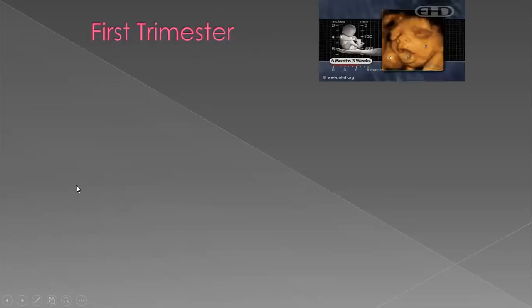So let's talk about the first trimester. Here are some sonograms. When a woman is pregnant, the couple will go to the doctor and the doctor will do a sonogram. They can actually look inside the woman's body from the outside. And here's a 3D rendering. There's the baby's face on a sonogram there.